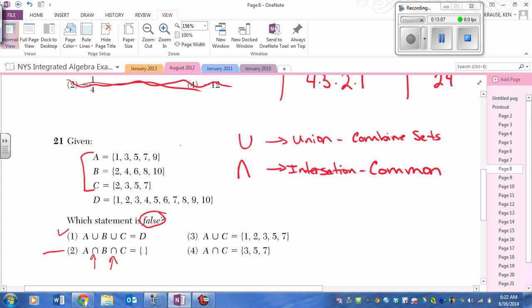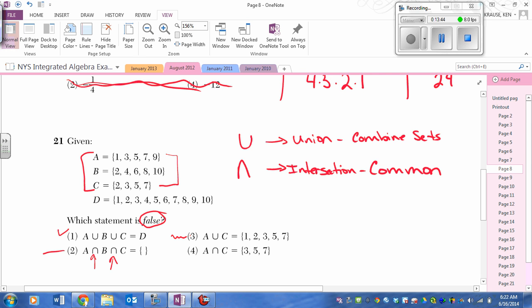Let's just check. Now starting with the union of A or C. We're going to put these together. 1, 2, 3. 1, 5, 7. Well, hold on a second. That one's looking pretty good too. Maybe I screwed up earlier.